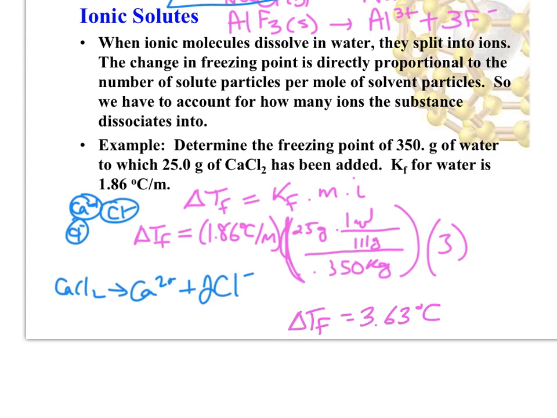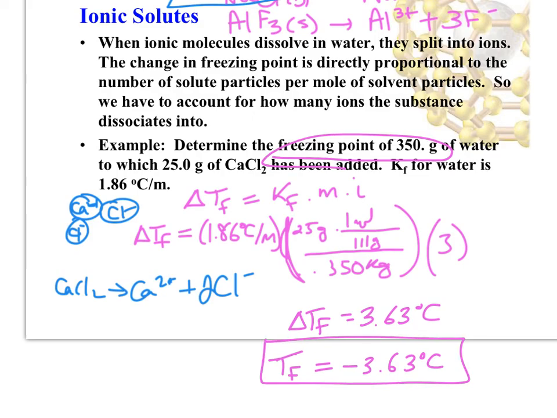Now the question is asking you for the freezing point of the solution, not just how much it went down by. So it went down by 3.63 Celsius. The freezing point of water is normally 0 Celsius, and so if it goes down by 3.63, then the actual freezing point is negative 3.63 Celsius.